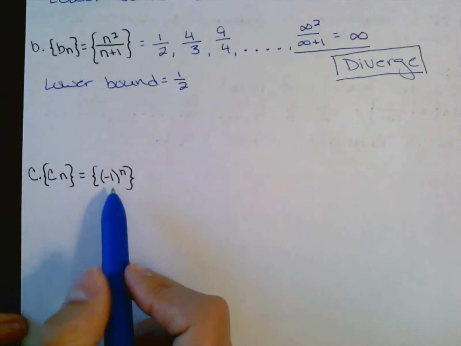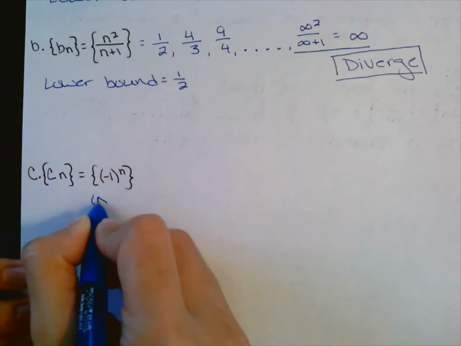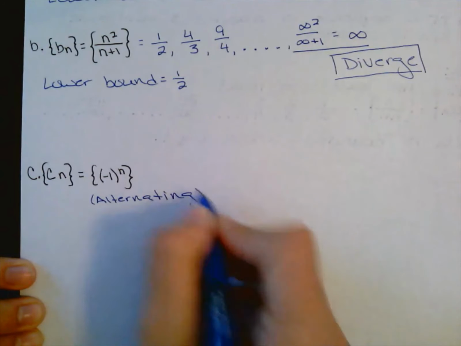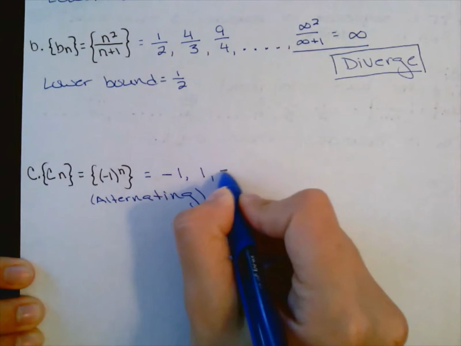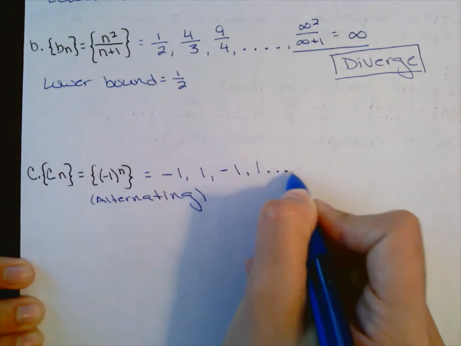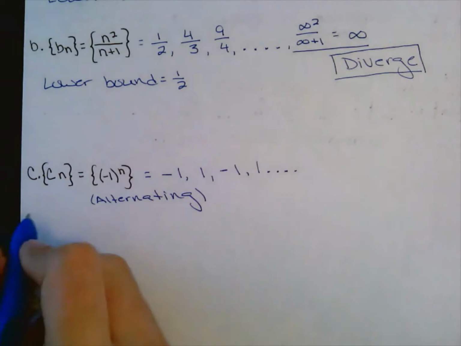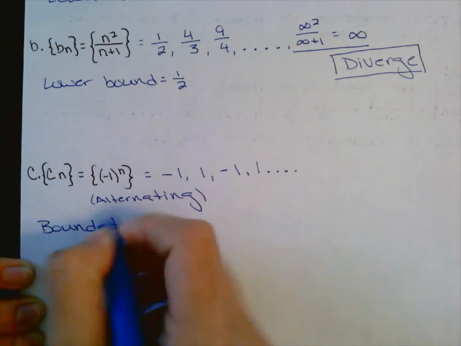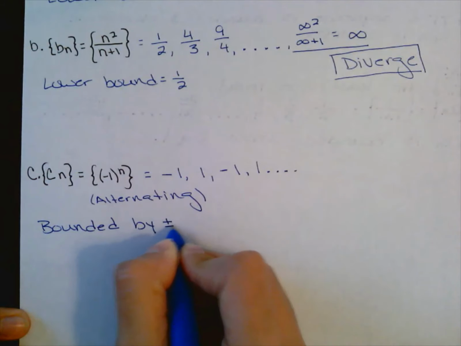Negative 1 raised to the n. If we remember the different nth terms that we want to memorize, that negative 1 raised to the nth power means that it is alternating. Okay, which means that when I put n is 1, I'm just going to get negative 1 and then positive 1 and then negative 1 and then positive 1 and so on. That'll continue forever. So if this is constantly going between positive and negative 1, we can say that this is bounded completely, lower by negative 1, and above by positive 1. So we could say bounded by positive and negative 1.